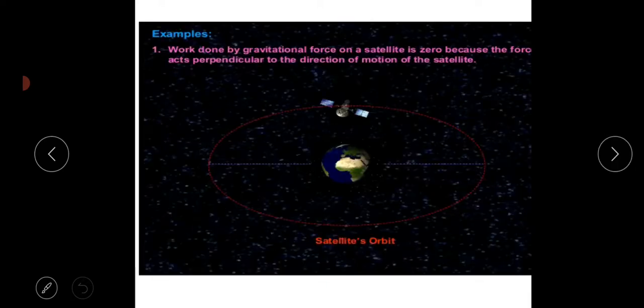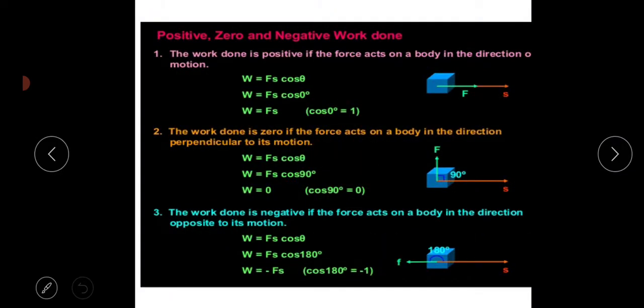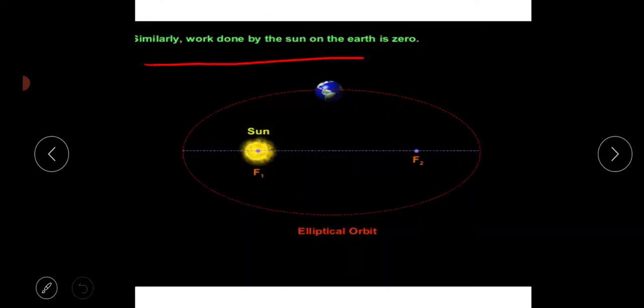For example, work done by the gravitational force on a satellite is 0 because the force acts perpendicular to the direction of motion of the satellite. This satellite is moving in this direction and the gravitational force applied on it is in this direction. So there is an angle of 90 degrees between them, and as we all know, cos 90 is equal to 0. So W, work done by this gravitational force, will be equal to 0. Similarly, work done by the sun on the earth is 0. Again the reason is the same. The motion is this, gravitational force is acting in this direction, and the angle is 90 degrees.